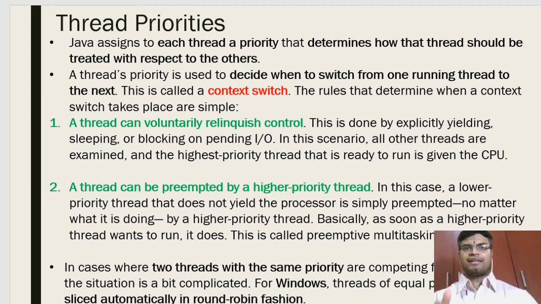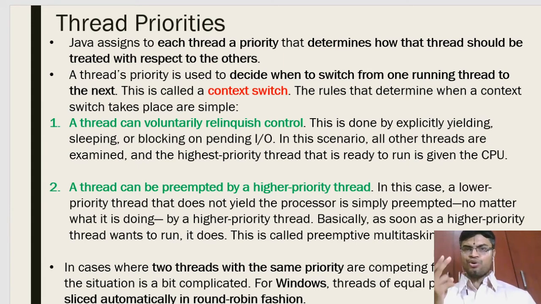One rule is a thread can voluntarily relinquish its control. That means a thread which is running on the processor says, okay, I am done, you can come and execute. It will say to the other thread, I have been running for this long, so I will go out of this processor, you can come and start executing on the processor. That is one way of context switching from one thread to another thread.